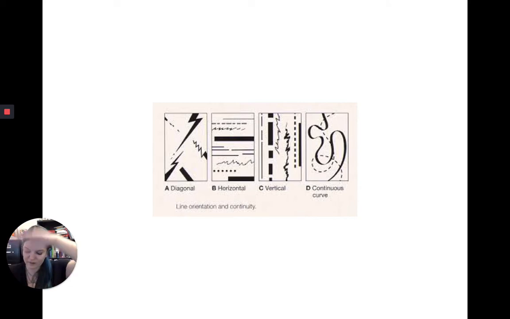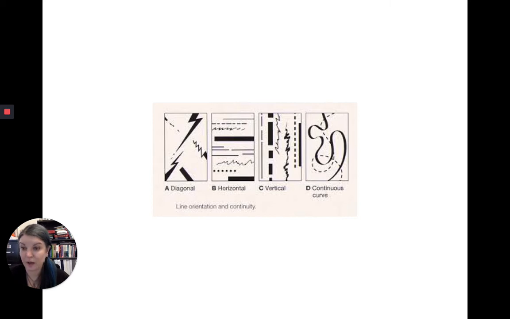Diagonal and curving lines are generally the most dynamic. They're the most active. Horizontal lines typically are the most static, right? Vertical lines imply potential change, so they're a little bit more dynamic than, say, a horizontal line, but not as dynamic as a diagonal or curved line.